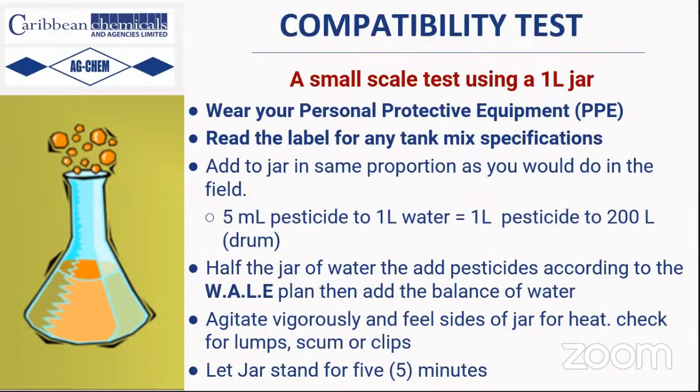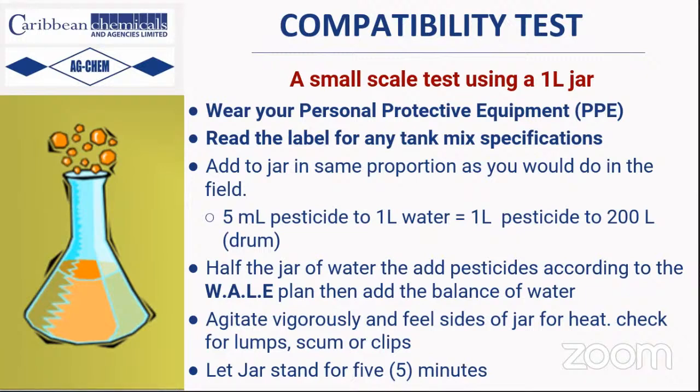All right, we mentioned earlier that if you're not sure about the type of chemicals and the label does not specify how to tank mix this particular pesticide, you can do a jar test using a 1 liter jar. So we recommend that you wear your personal protective equipment as well. Even though you're using a 1 liter jar, always protect yourself when handling pesticides. We also recommend that you read the label for any information that may be available. If it's not available, then you proceed to do your jar test.